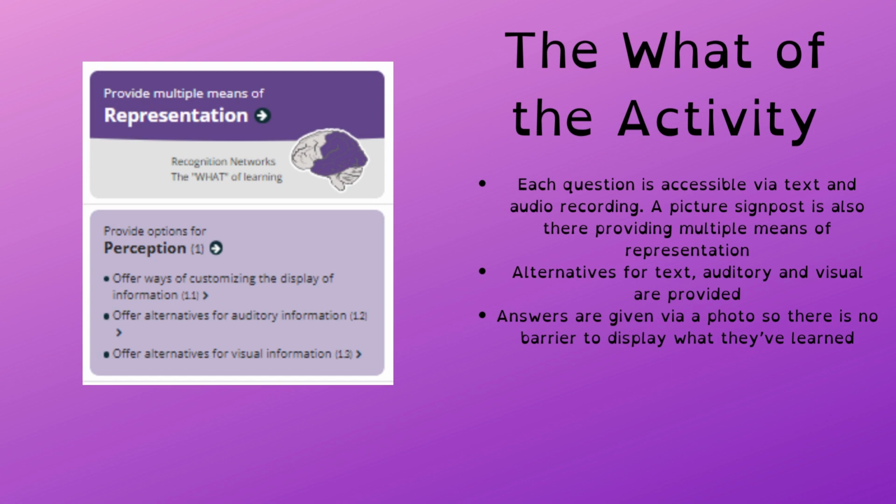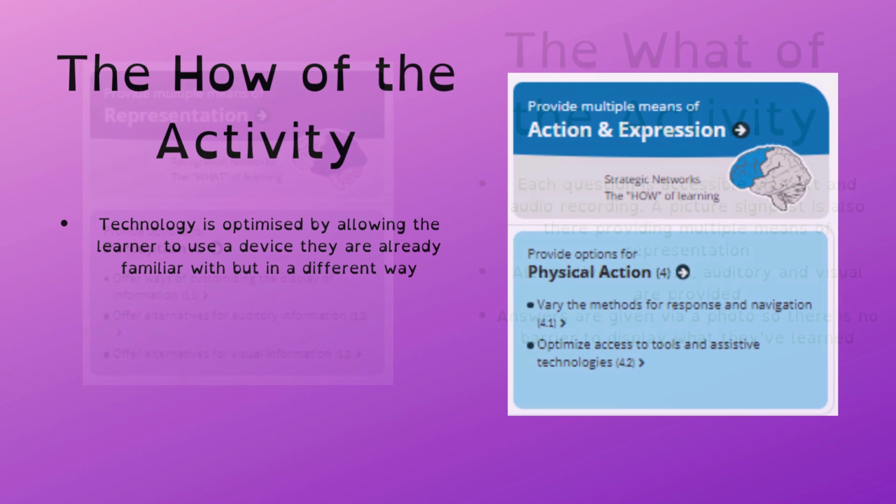Each question in the treasure hunt will have multiple means of representation. There will be a visual clue, an auditory clue, as well as a text clue. That provides ways of customizing the display, the auditory information, and the visual information for each learner. The learner can answer the question by taking a picture with their phone. That way, they can either write down what they want and take a picture of it, or take a picture of the physical book itself. And that varies the methods for response and navigation, since they can choose to answer any question in any order they want.